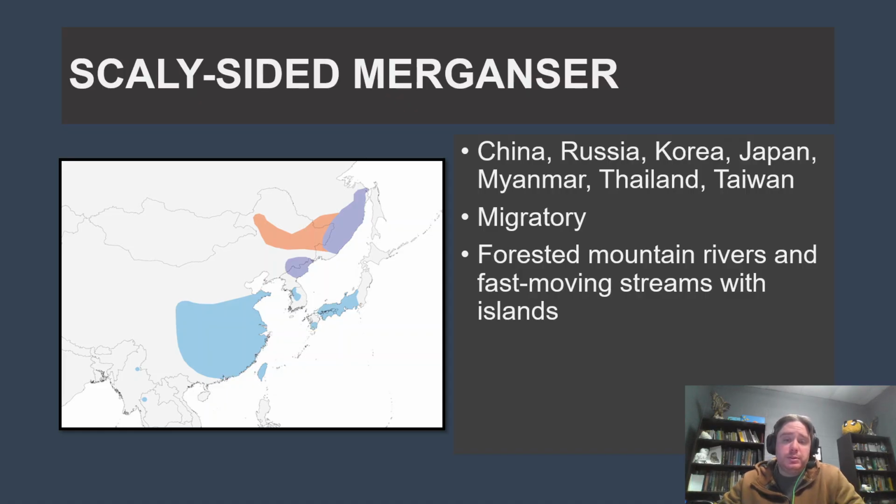And the cool thing about this species is their preferred habitat is actually forested, clear, little impacted by human mountain rivers and fast-moving streams, preferably with islands on them. And so I kind of think of these guys, if we converted bird terms into fish terms, they're kind of like brook trout that like fast-moving mountain waters, which is kind of neat and not what you think of when you think of a lot of these species.